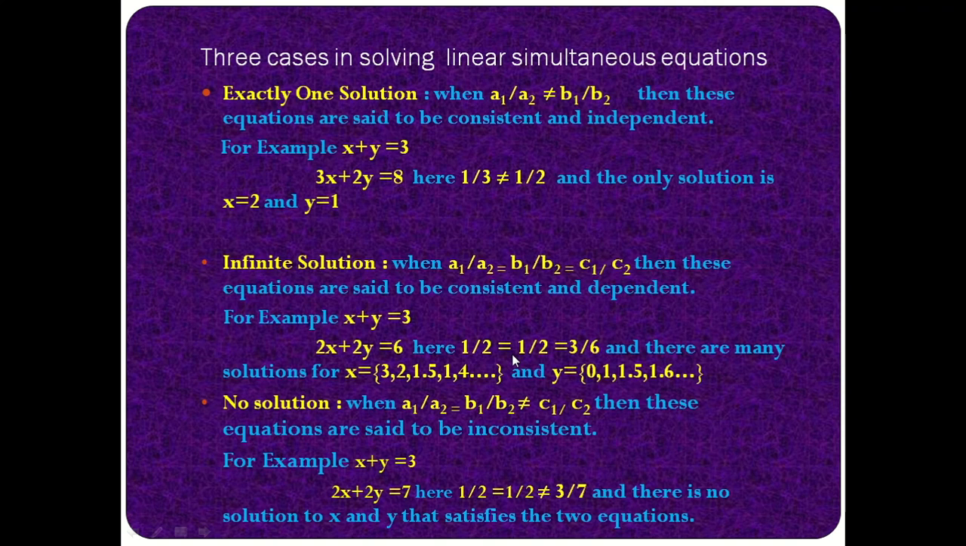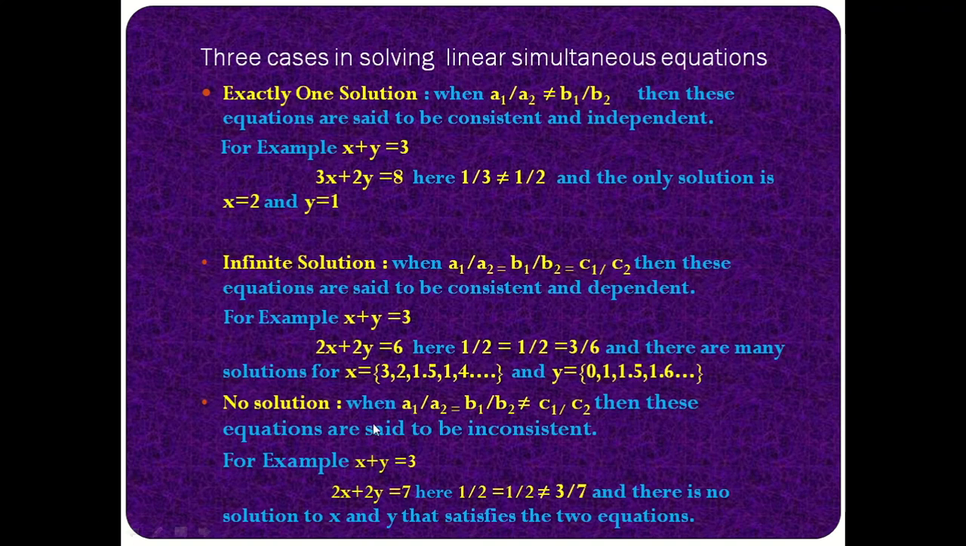You cannot clearly state this is the single solution. So very clear: if you need exactly one solution, this is the condition: a1 by a2 should not be equal to b1 by b2. If all coefficient ratios are equal, then the equations are consistent and dependent. So we have many solutions to the same problem.